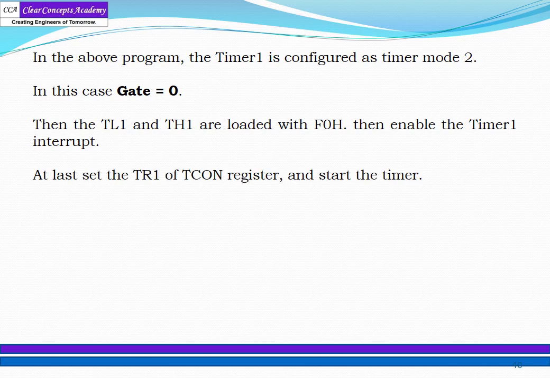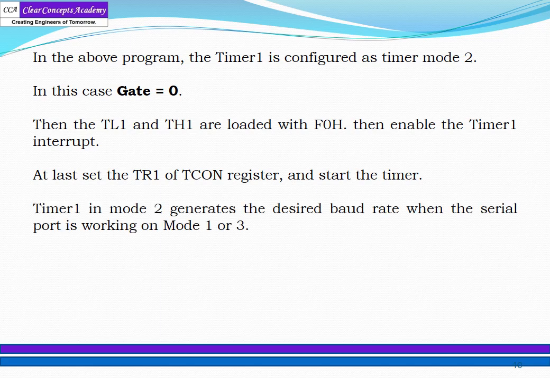At last, set the TR1 bit of the TCON register and start the timer. Timer 1 in mode 2 generates the desired baud rate when the serial port is working in mode 1 or 3. When you are using a serial port in mode 1 or mode 3, timer 1 will be used for baud rate. What is baud rate? What is important? We have already discussed it in our earlier slides of this lecture.